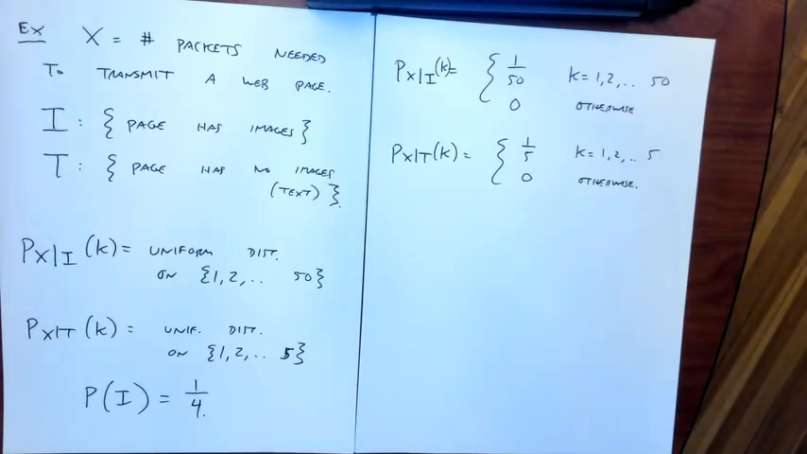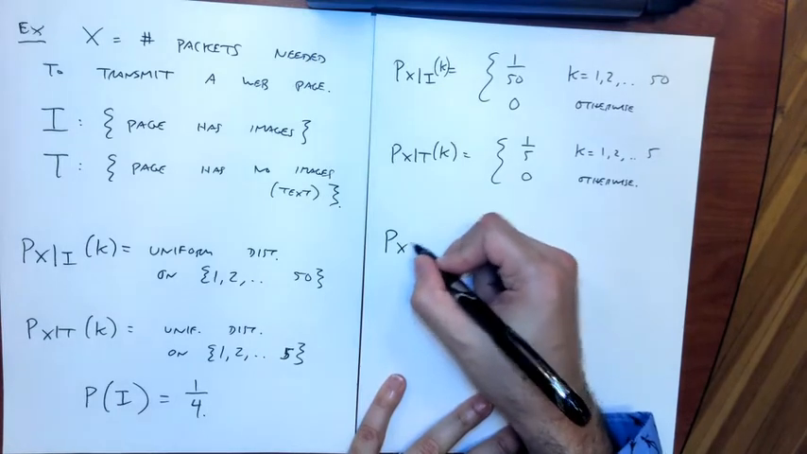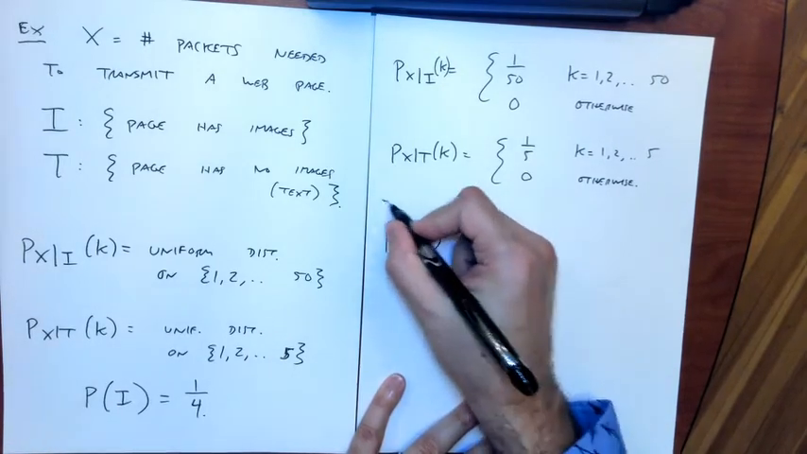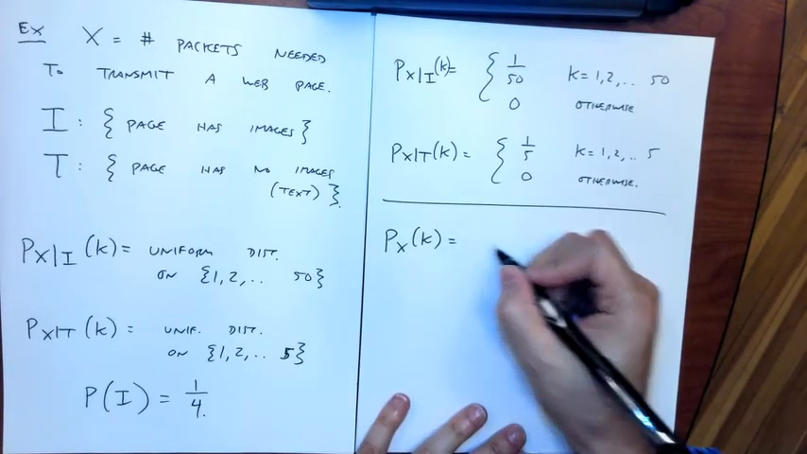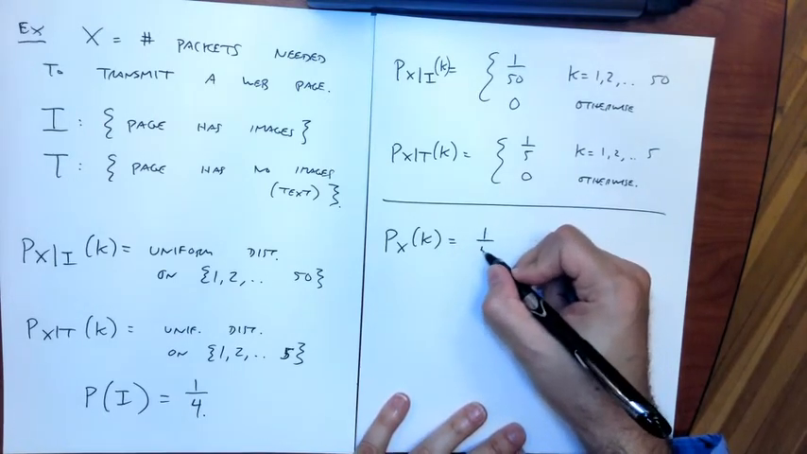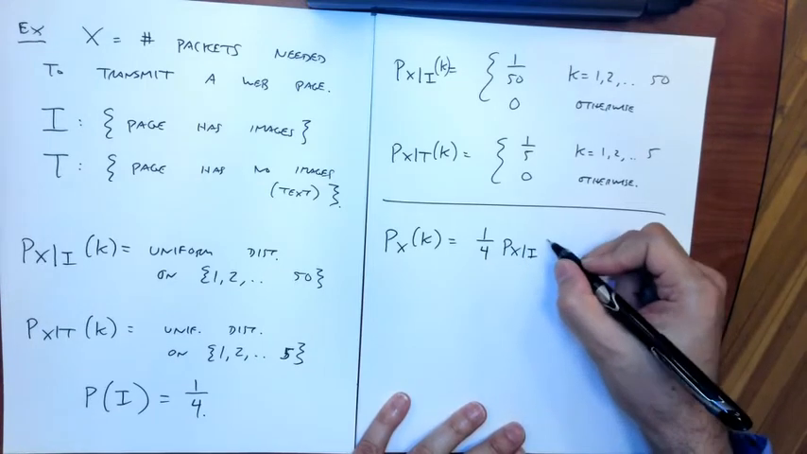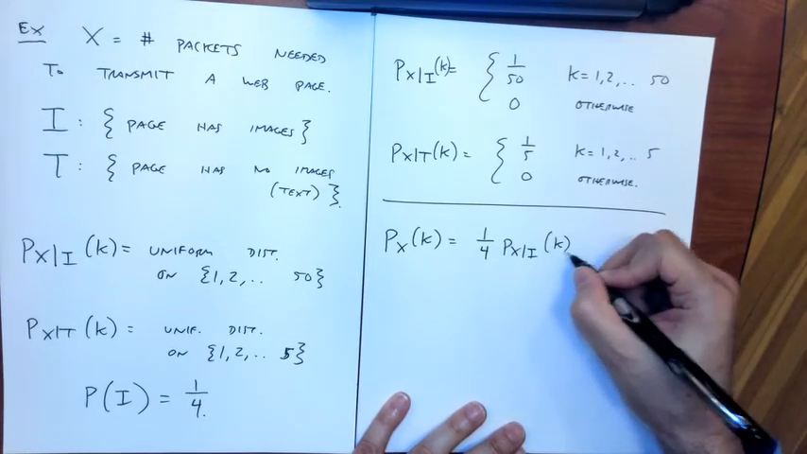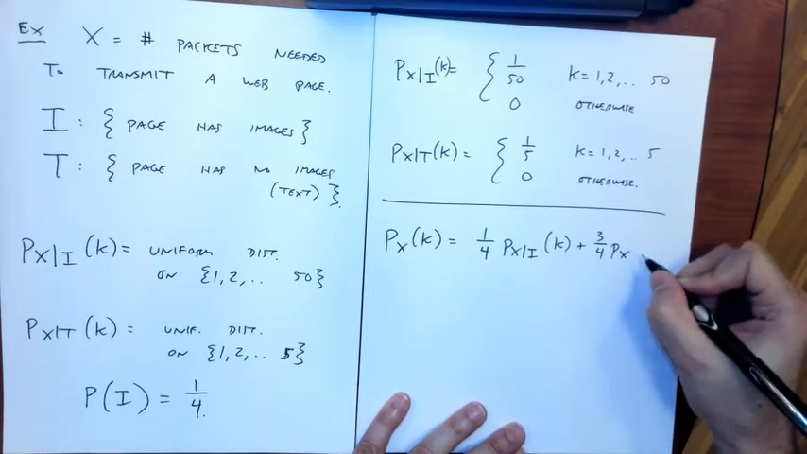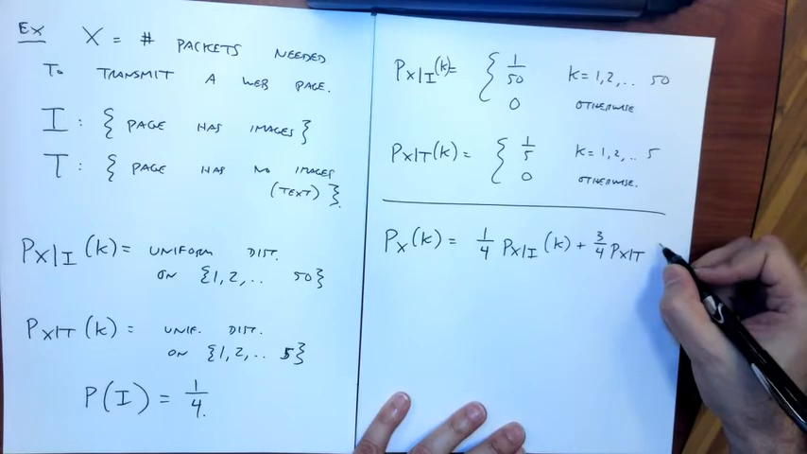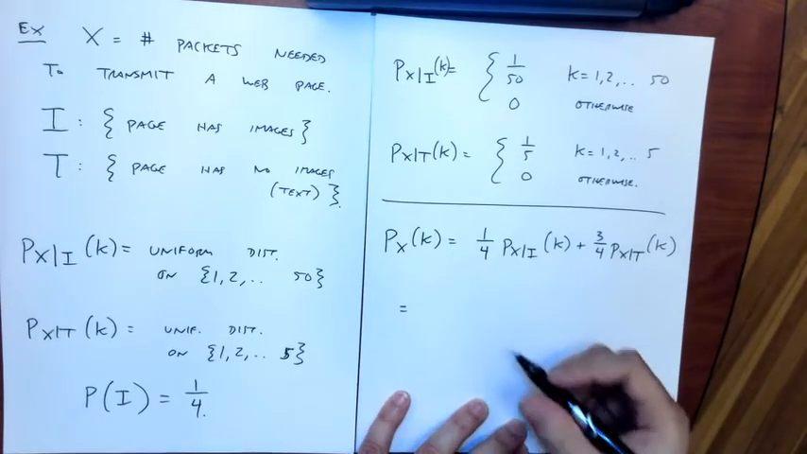And so now I can ask, okay, what's the overall PMF? What is the probability distribution on the number of packets? Well, it's going to be 1/4 times the conditional PMF given that I'm in the image case, plus 3/4 times the conditional PMF that I'm in the text case. And so what would that be?